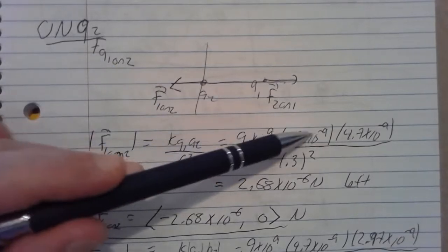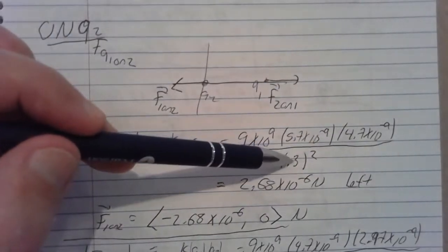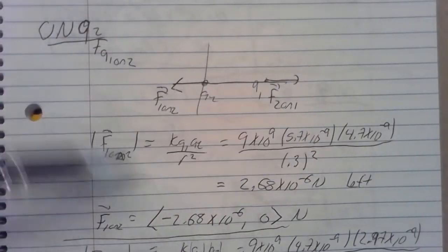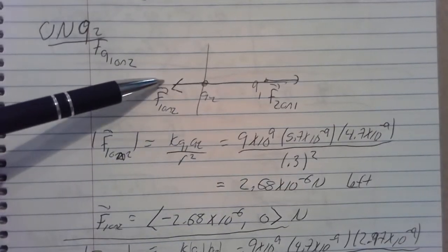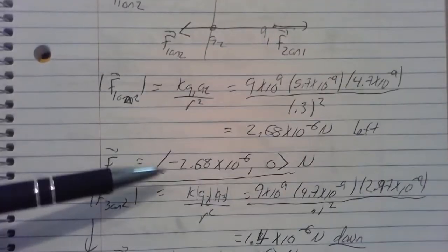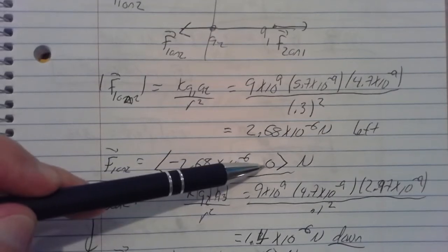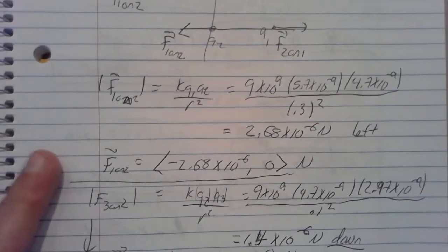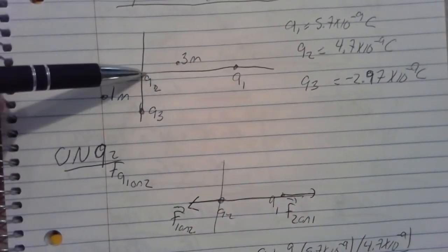So we just type in all of our numbers, our 2 different charges. Our distance was 0.3 meters squared, and we get this force here that points to the left. So as a vector, that's this vector. Notice we have a negative x component and a 0 y component.